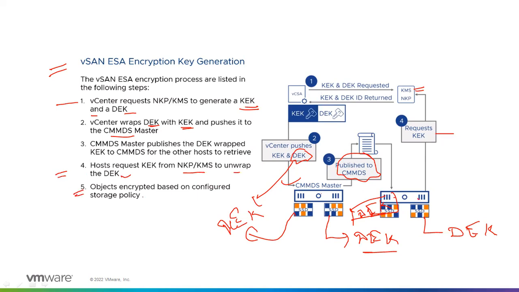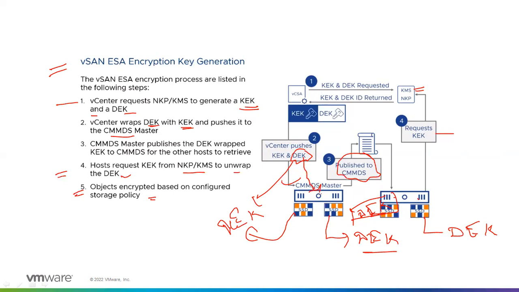And objects get encrypted based on the configured storage policies, right? So it's the same host, master agent, and slave, like HA also. No, this is like we have a master and slave in the host, right? When we trigger master HA, the host will be getting these DEKs first.